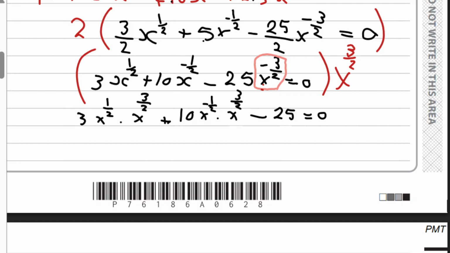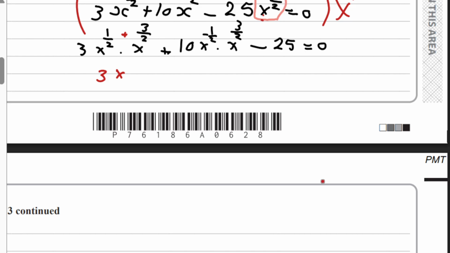Now, if you use indices, a half and 3 over 2, you should add them, right? What's a half plus 3 over 2? It's going to be 3x to the power of a half plus 3 over 2 is 4 over 2, right? 4 over 2 is 2, so it's 3x squared. Plus, what's negative a half plus 3 over 2? It's just 2 over 2, which is 1. So it's going to be plus 10x minus 25 equals 0. Brilliant.